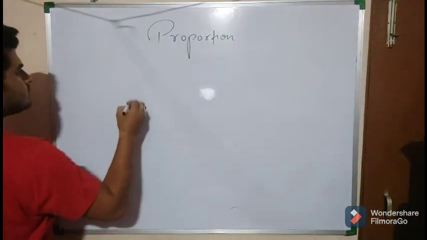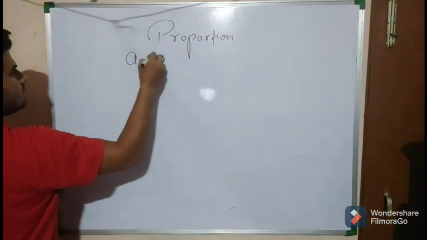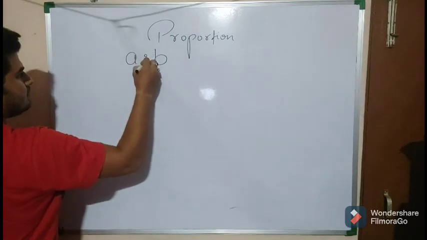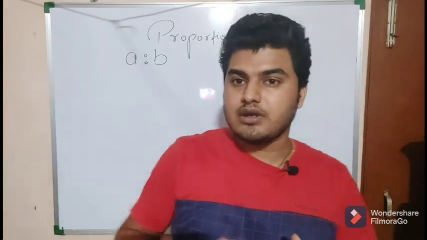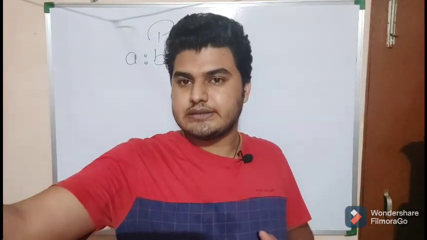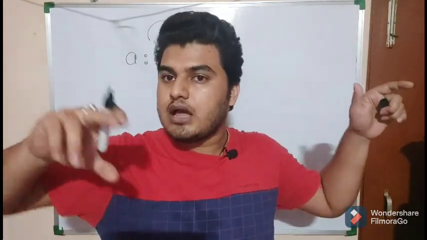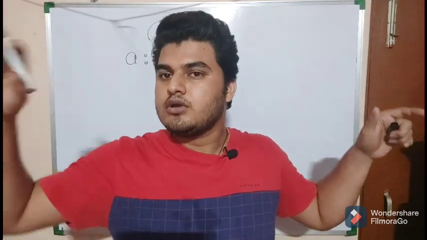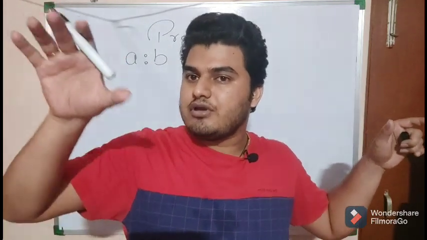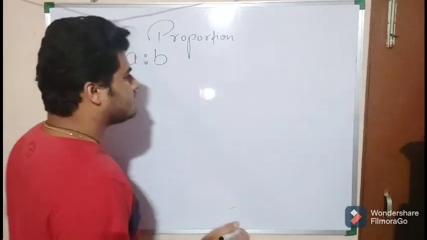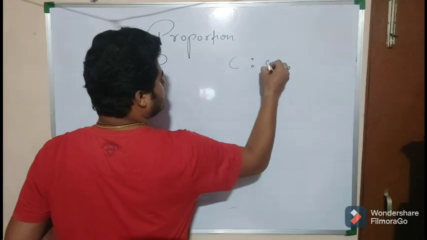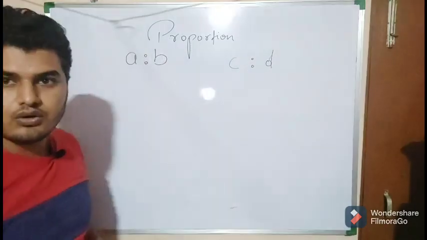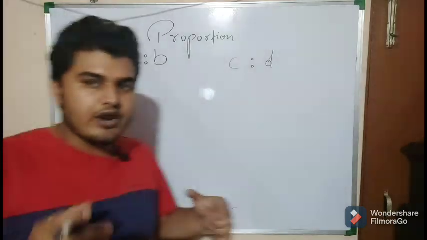So if you are comparing two quantities, like if you are comparing A with B, you will write A ratio B. And suppose you are having another two quantities, the third and fourth quantity, having a ratio between them, right? So we can write the third and fourth quantity as C ratio D. C ratio D.